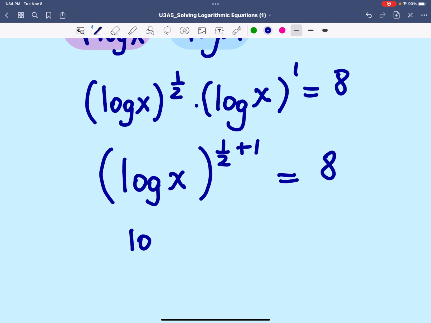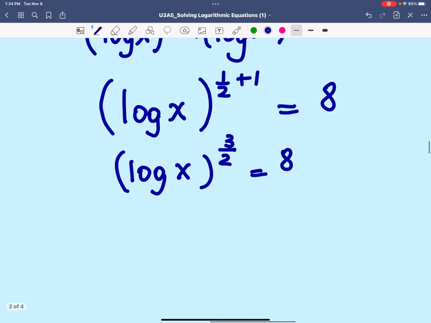So we have log of x to the power of, and this is how I do this. We have a half and a 1, so that's 1.5. In fraction form, 1.5 is 3 over 2. And if you don't want to do it this way, you can just simply use a calculator. So the idea is that in order to solve for x, we need to solve first for log of x. So in other words, we need to start taking care of this exponent.